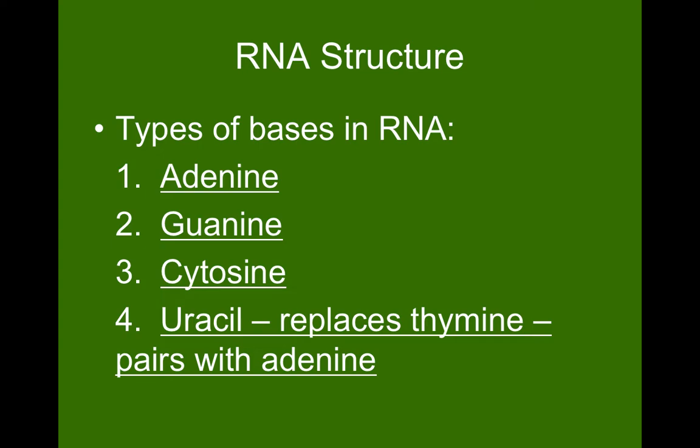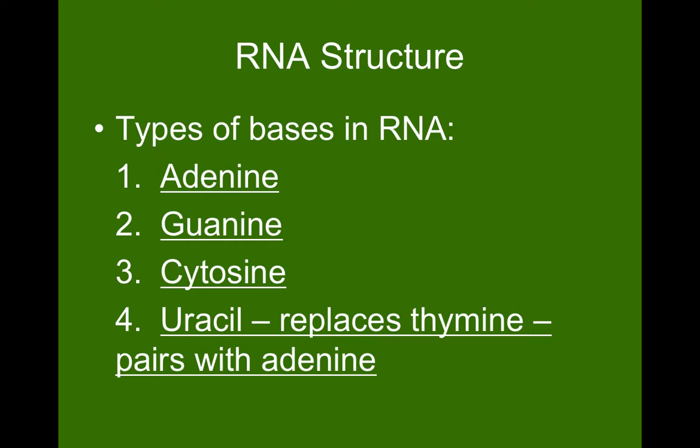It is going to replace thymine, and so when you are actually pairing up RNA with DNA, if you have an A instead of having a T that pairs up with it in RNA, you will have a U. Now, keep in mind that if you have a T in DNA, you still will have an A that pairs up with that because RNA does use adenine.